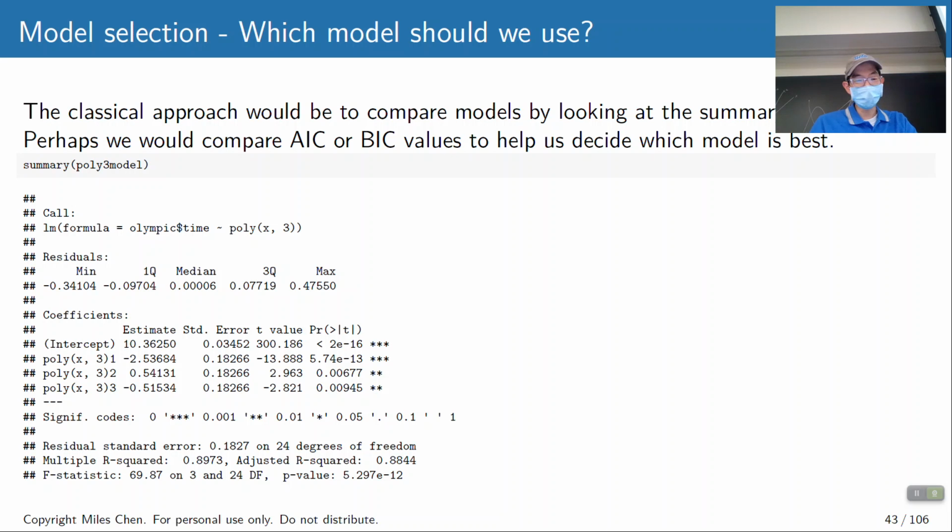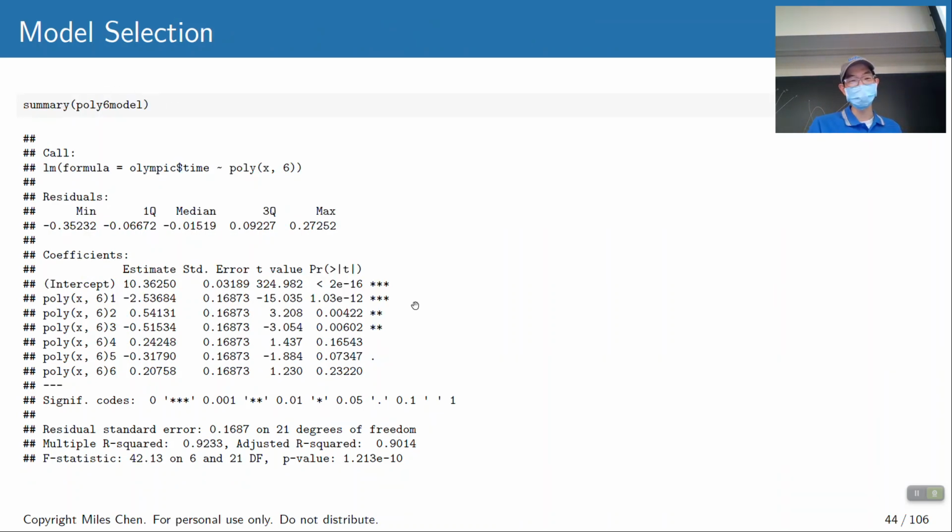One thing you can do is look at the summary and ask, how many stars do I find? This is kind of your base model check. Here, if you do the sixth order polynomial, you get stars up to the third, but no stars at 4, 5, or 6. So maybe we don't need the fourth, fifth, or sixth order polynomials.